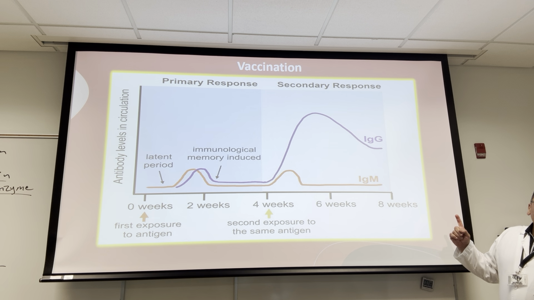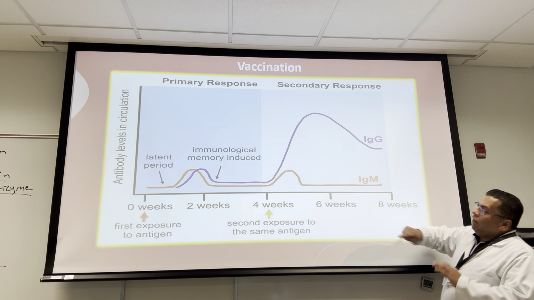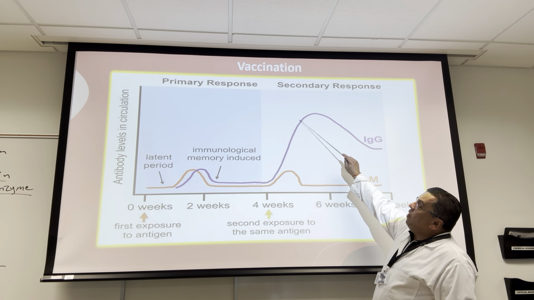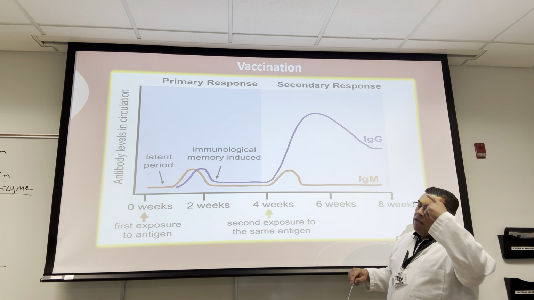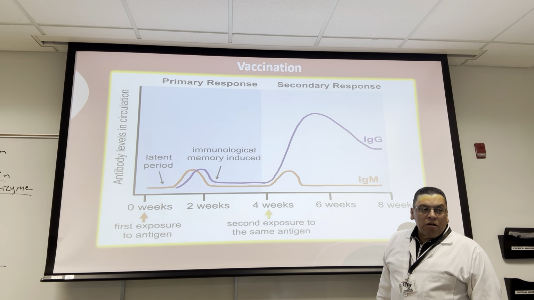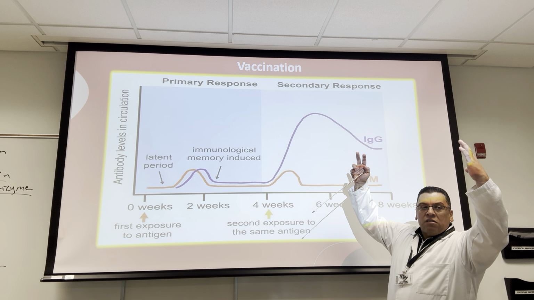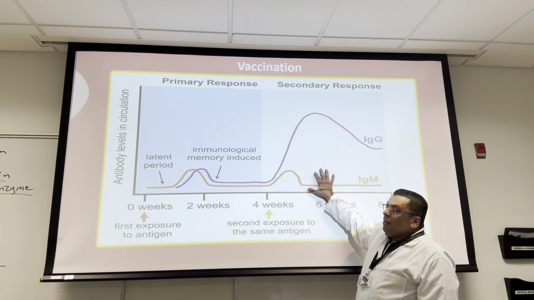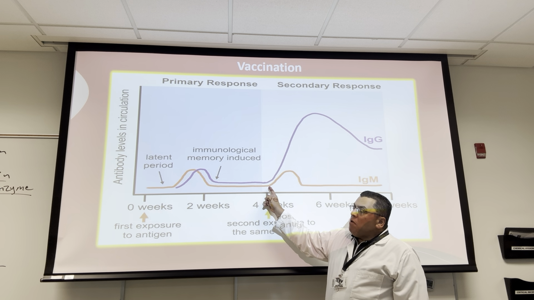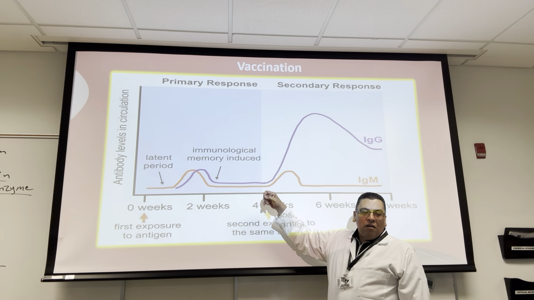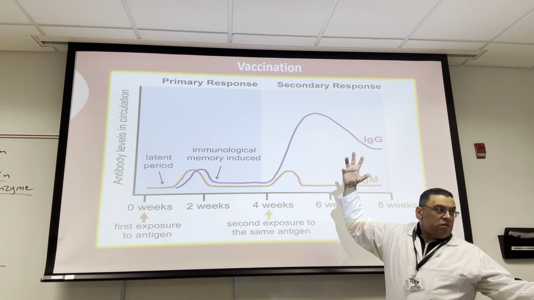And look what you get. A huge response. Look at it. It's mainly IgG as well. Remember me saying this? Upon secondary exposure, it's going to be mostly IgG protection. But look at the curve. Huge response. In the secondary response, you have two things going on. Number one, immediate fast response. Number two, robust response, means huge response.